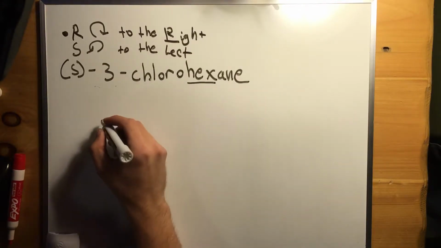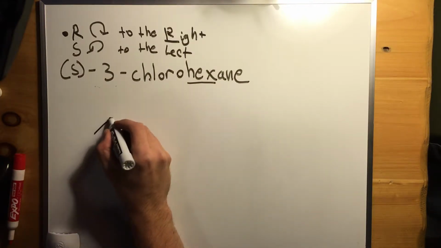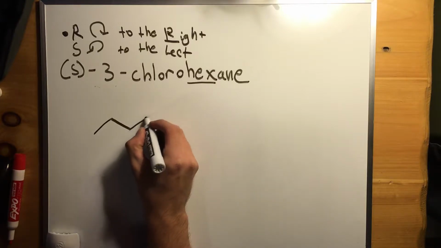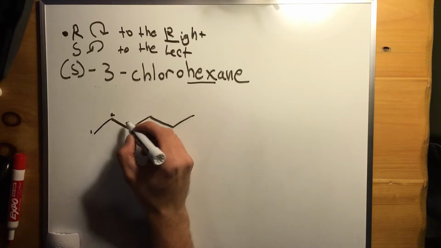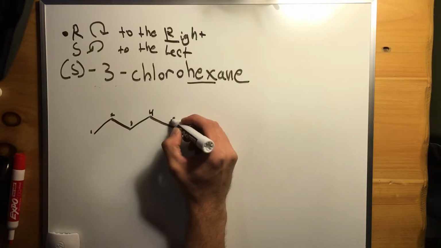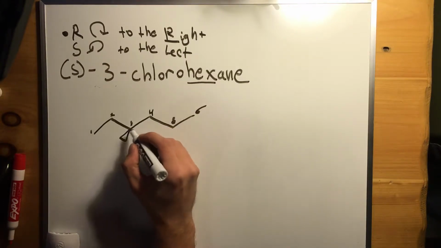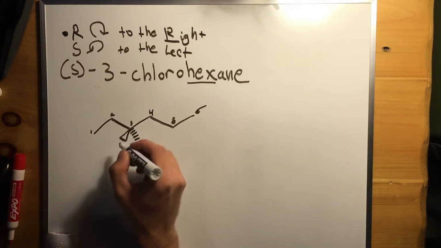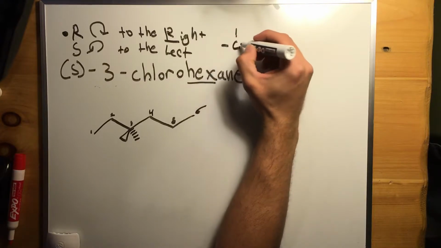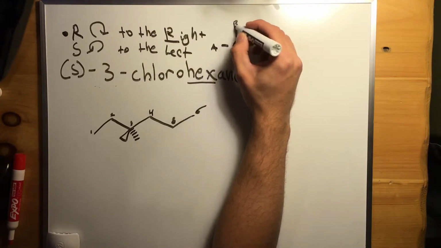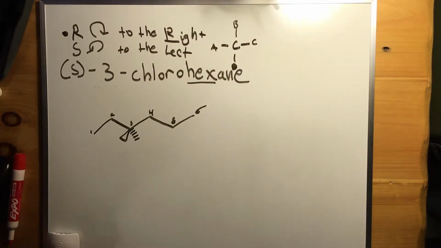S-3-chlorohexane. So first we know it is hexane, so there should be 6 carbons. So that's 1, 2, 3, 4, 5, 6. And at position 3, we found our chiral center. So R and S can only be done around chiral centers, and a chiral center is where all 4 substituents on carbon are different. So A, B, C, D, they're all different.